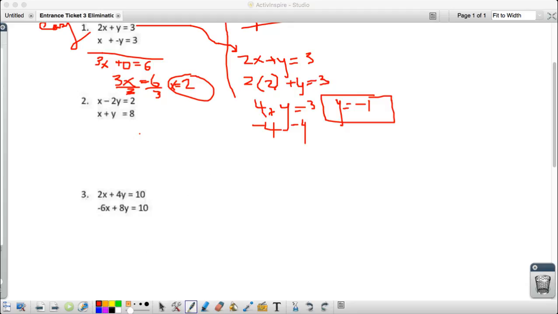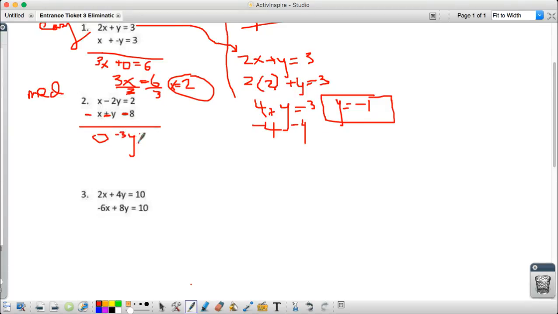So number 2. This one's a medium one because you have to subtract them instead of adding them. So I'm going to subtract everything. So x minus x goes away. Negative 2 minus y is negative 3y. 2 minus 8 is negative 6. Notice how we just subtracted the bottom line. So we get negative 3y equals negative 6. Or y is equal to 2.